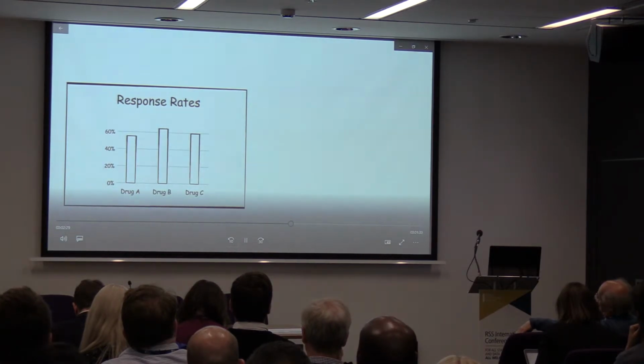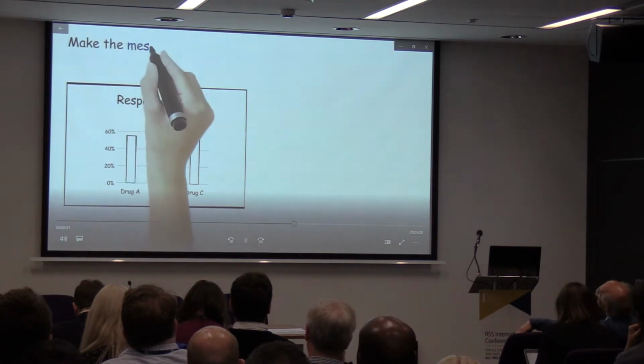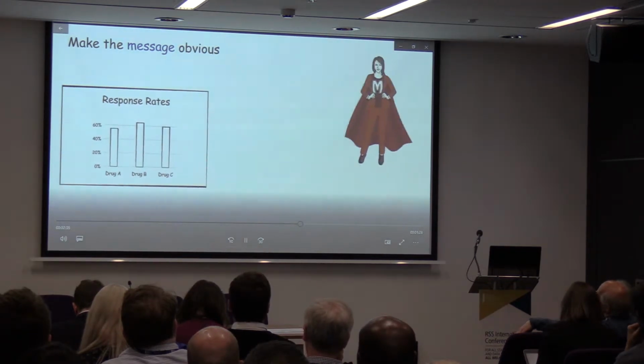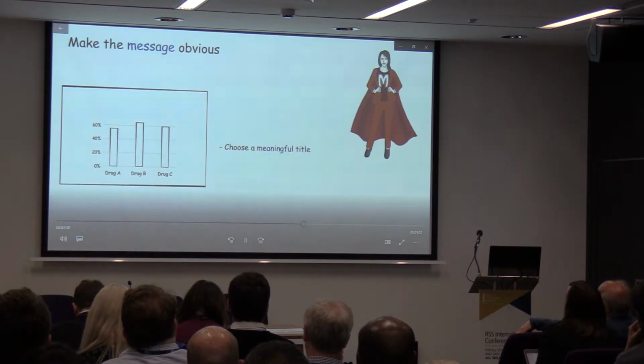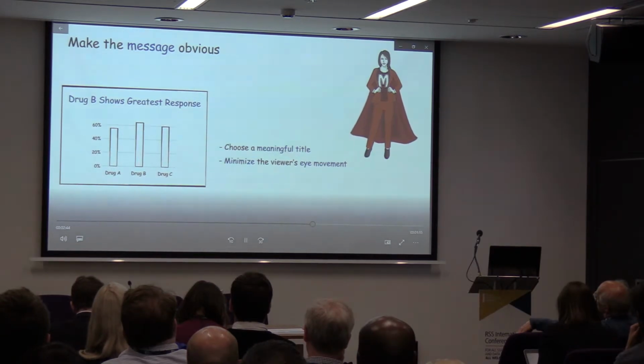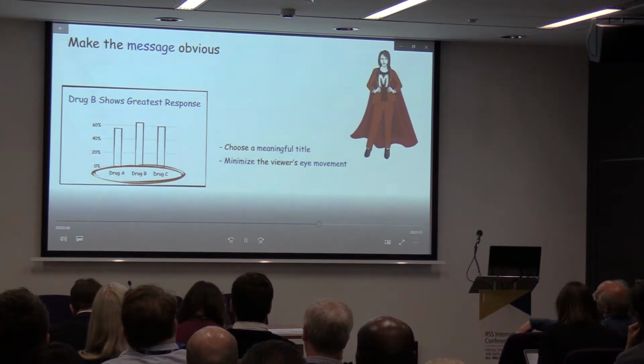If you want your graph to speak for itself, make the message obvious. Tailor the graph to your audience. Choose a meaningful title. Minimize the viewer's eye movement. For example, to compare elements, place them next to each other. Place labels next to the data instead of in a legend.